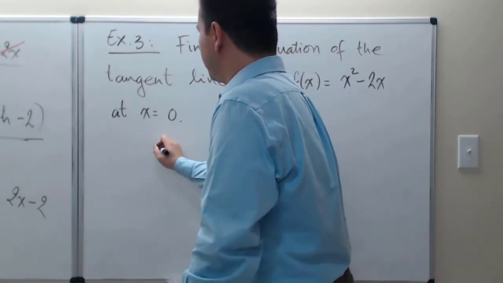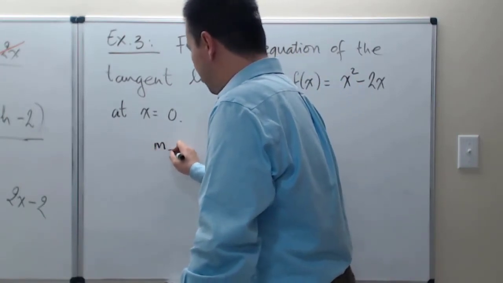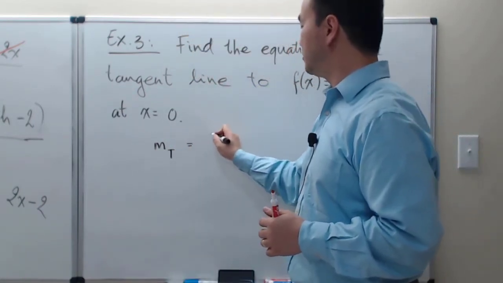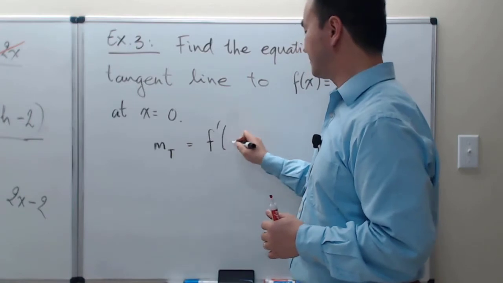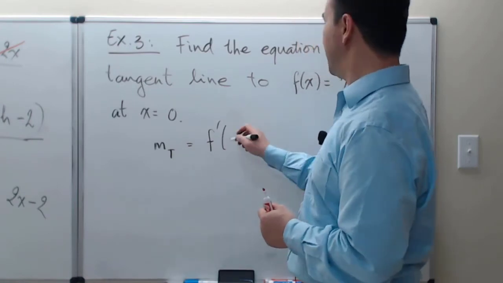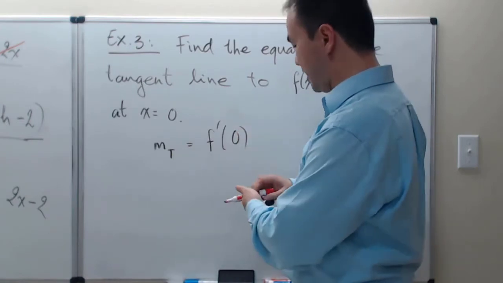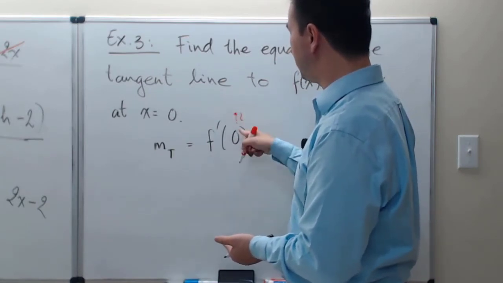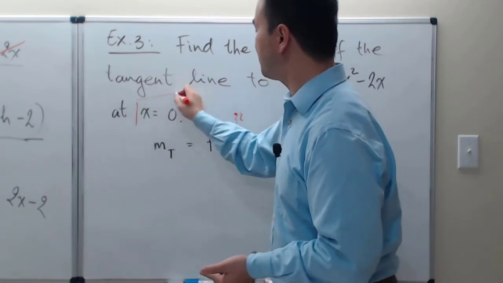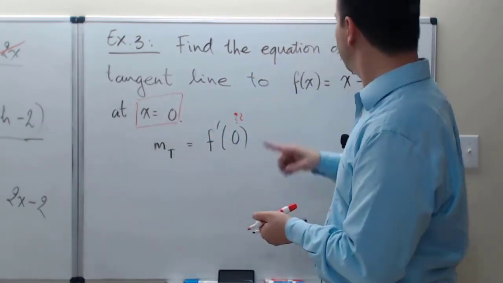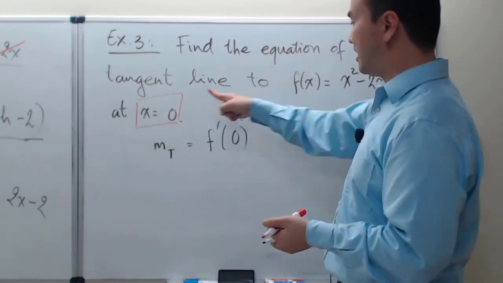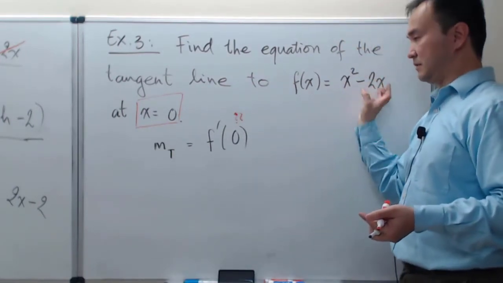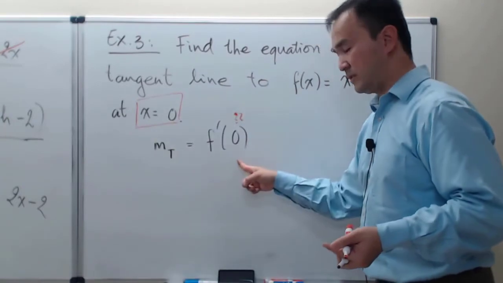Okay, so now we can say that the slope of our tangent line, mt, is equal to the derivative at x equals 0. How do I know to plug 0 in there? Because the problem was asking us to find the equation of the tangent line to that function, to that curve, at x equals 0.